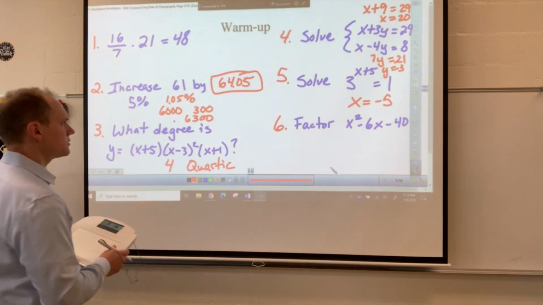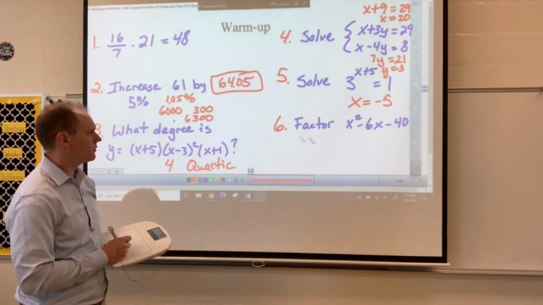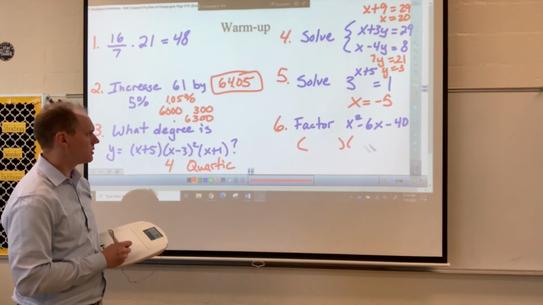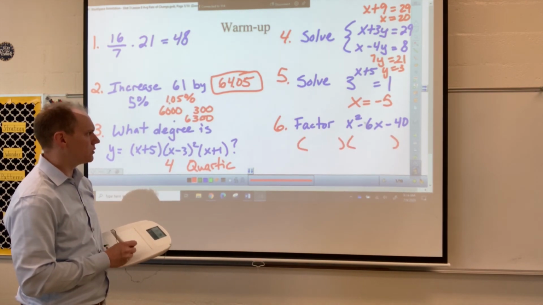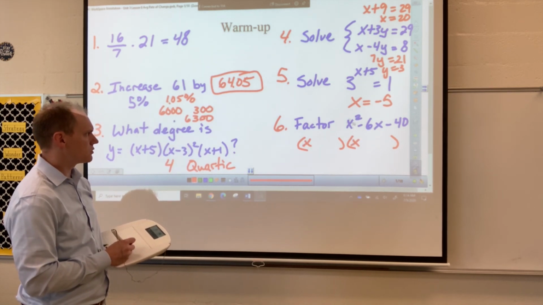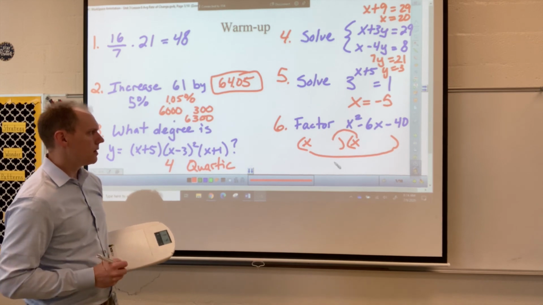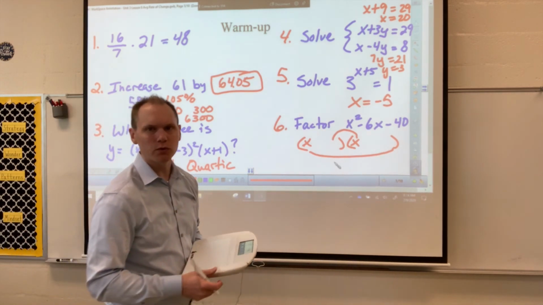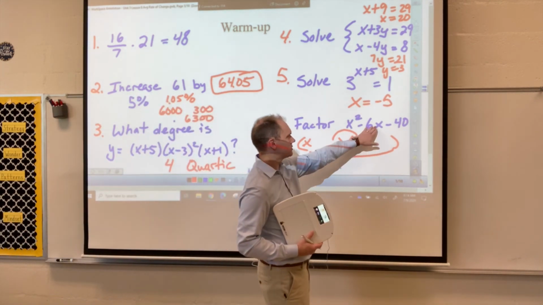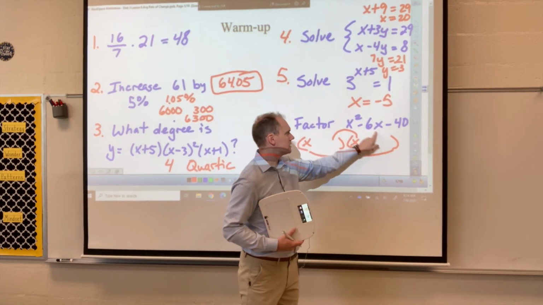Number 6, factor x squared minus 6x minus 40. Again, we want to think of two factors here that when we distribute out would give us this back. So x times x would give us this x squared. And then think about the next two things here. This one times this one, and then this one times this one. Those are both going to be linear terms, so we want those to add together to give us our linear term here. So these two numbers right here have to add to give us -6.